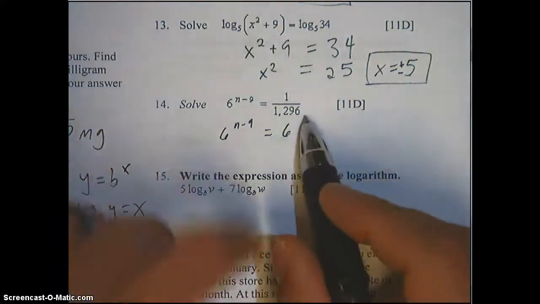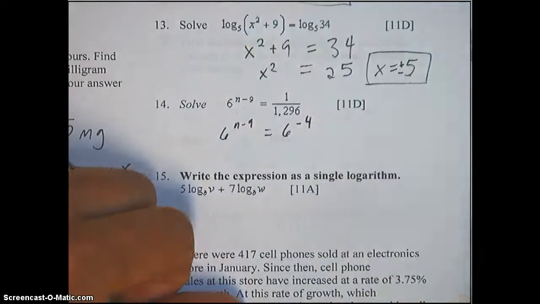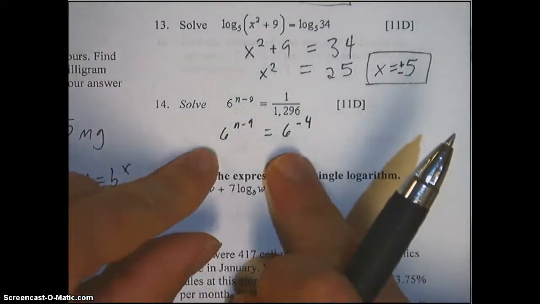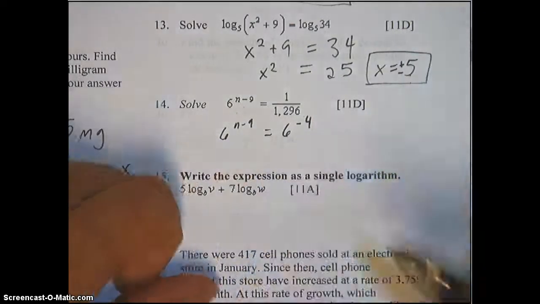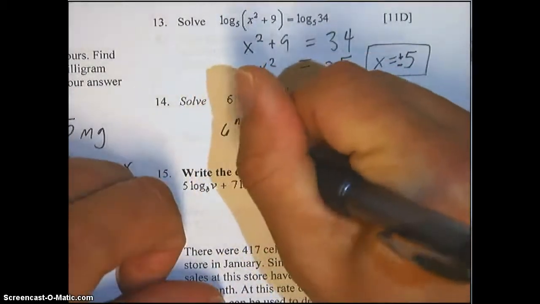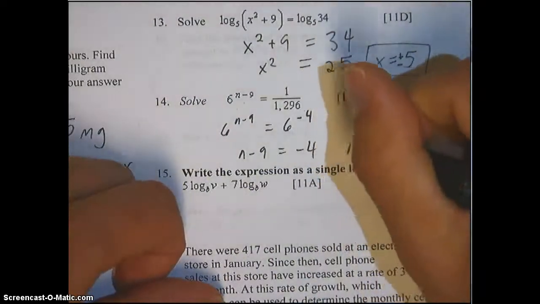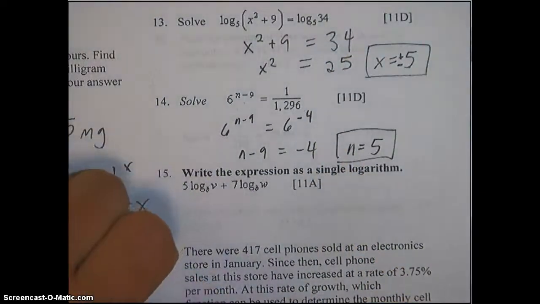But that 1296 is on the bottom of the fraction, so we need to make that to the negative 4th power. And once I do that, I can see that the two bases are the same. They're both base 6. So I can set the exponents equal to each other. n minus 9 equals negative 4. Add 9 to both sides to get n equals 5. Here's your solution on that one.